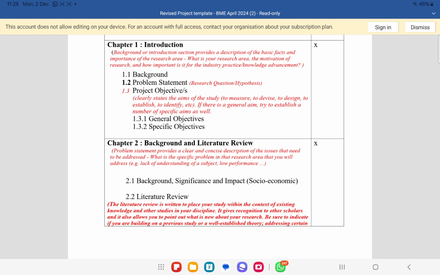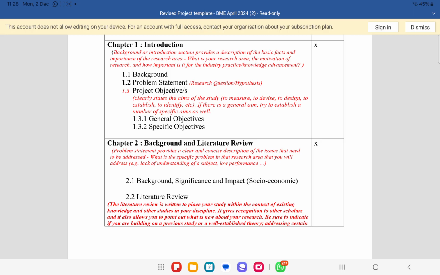Here you're supposed to write the problem statement. Normally we present the problem statement as a research question or maybe a hypothesis. A hypothesis is basically a supposition, but in our case we are not going to work with a hypothesis. Normally we have a research question, and you can define the research question. I think you already did that part. So that is the second section of the introduction.